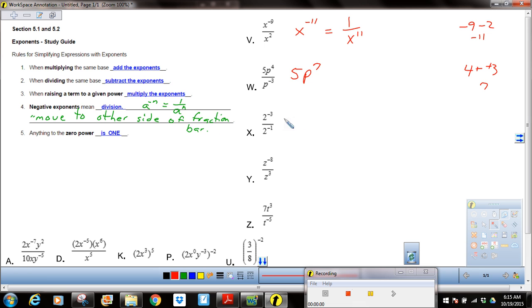Okay, on x, 2 to the -3 divided by 2 to the -1. We are dividing the same base. We're going to subtract the exponents. So -3 minus -1 turns out to be -2. A negative exponent means division, so we're going to divide by this. We're going to put it on the bottom, 2 to the second on the bottom, which is 1/4.